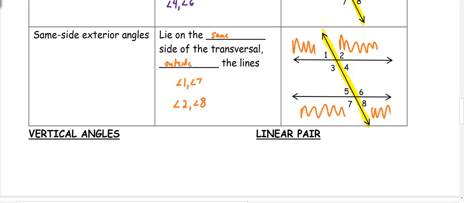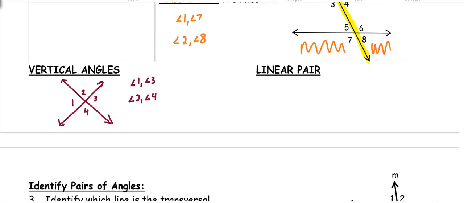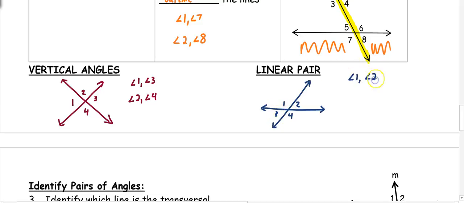Remember from Unit 1, we also have two other types of angle pairs that do not need transversals. We have vertical angles. Vertical angles are formed by our intersecting lines, and they are non-adjacent angles. So if I label my angles 1, 2, 3, and 4, 1 and 3 would be vertical angles, and 2 and 4 would be vertical angles. Linear pairs are angles that form straight lines. So if I have two intersecting lines again, they're going to form a straight line. So we would say that angle 1 and angle 2 are linear pairs, and angle 3 and angle 4. Remember, in a linear pair, they're going to form a straight line always.